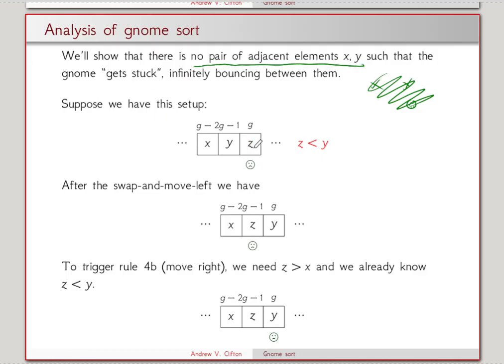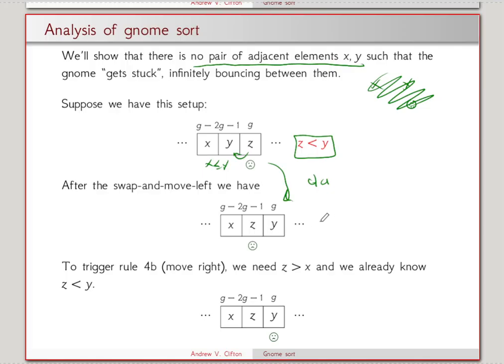So suppose we have this setup, right? I have x and y. We know that x is going to be less than or equal to y, that's our property that everything to the left of the gnome's position is already sorted. But z is less than y, so z is out of place, so I'm going to drag z down here. Rule 4a is going to trigger, and that's going to turn this arrangement into this. We're going to swap the z and the y, so now we're over here.